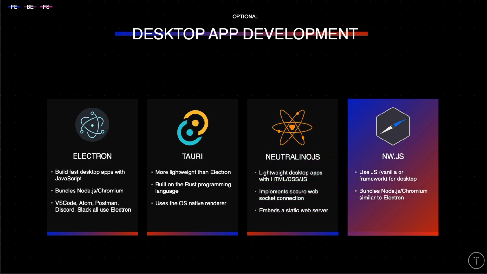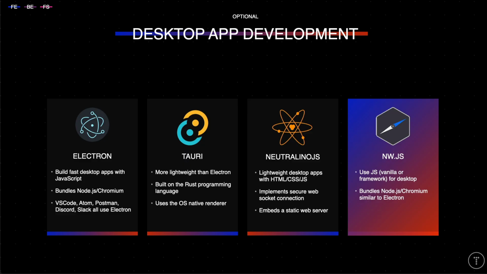Now, NW.js is another option. It's similar to Electron, but not as popular. It works in a similar way by bundling Chromium with Node. I do have a crash course on NW as well as Electron if you're interested. I would say go with Electron if you're going to get into this kind of thing.